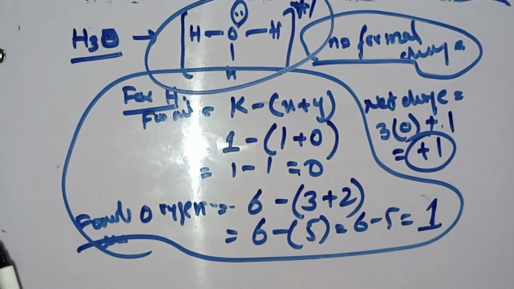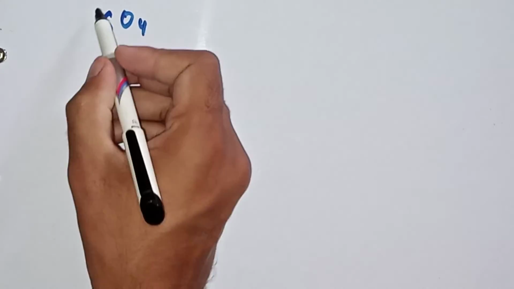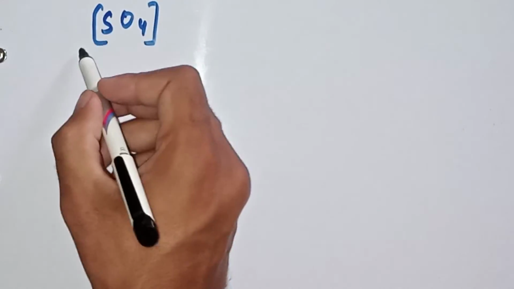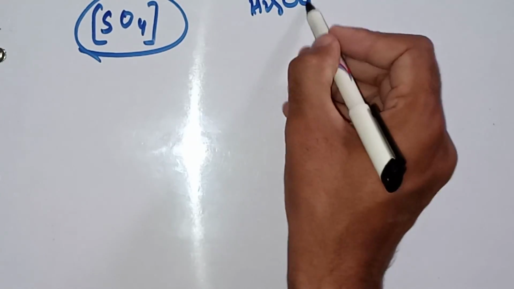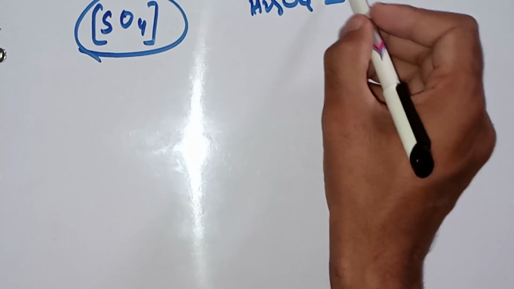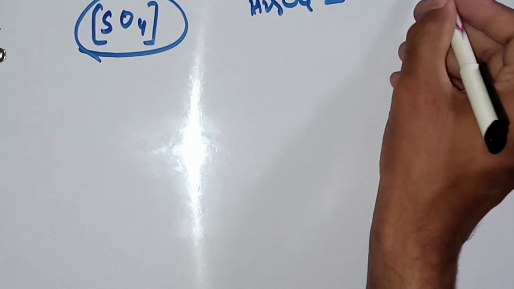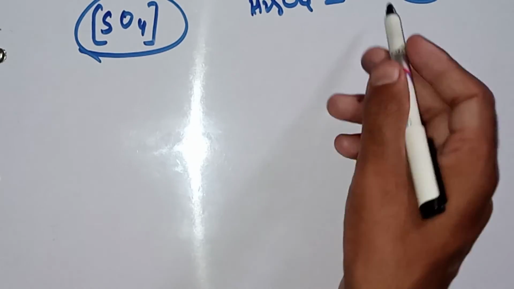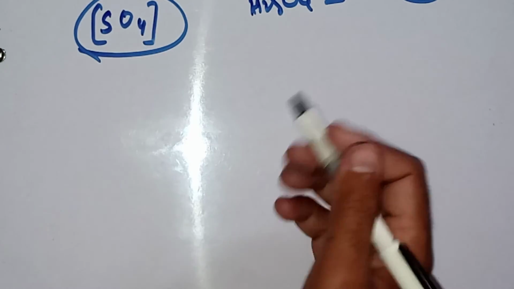Let's take another example. After that it will be very clear to you. Okay, let's take what is the net charge on this species, SO4 minus. We already know that H2SO4 in solution gives 2H plus 1 plus SO4 minus 2. It means that it is SO4 minus 2. But how does minus 2 come?